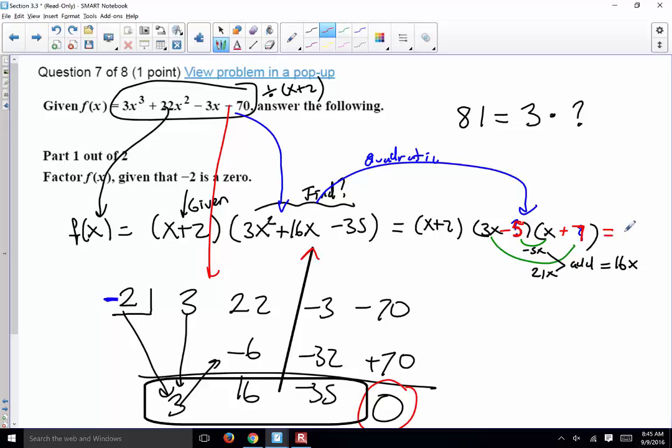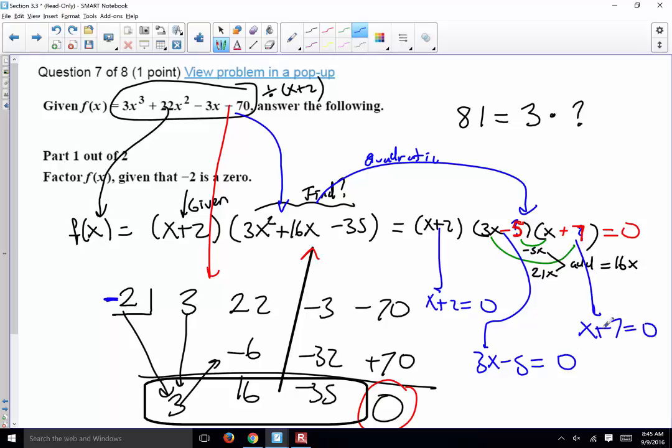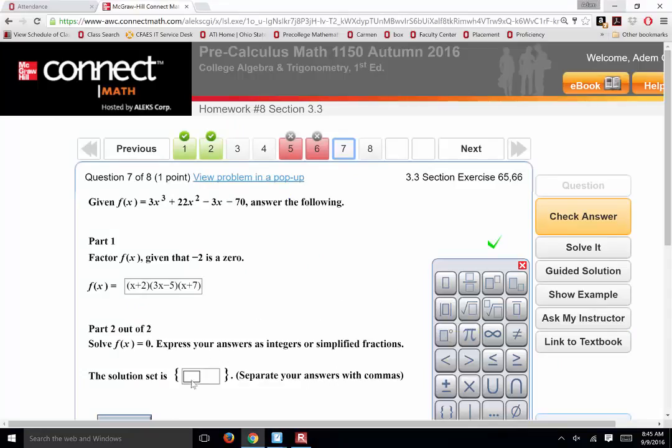But once I set this into 0 and solve, it means you set each and every part, this guy, into 0 and solve. Okay? And what do I get in the first part? X equals -2 goes here. These are called the zeros of the function. But it's already been given to us, the first one. So the first one was a no-brainer. So you already have that in your pocket.